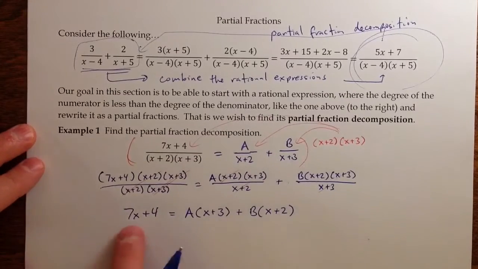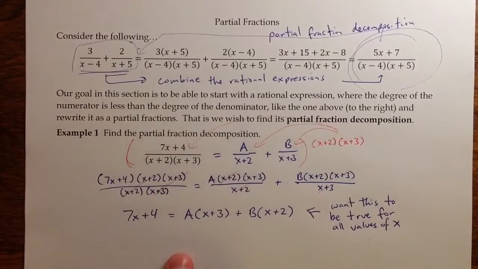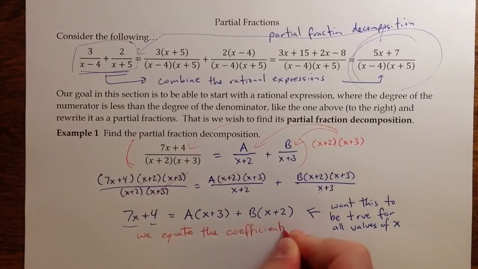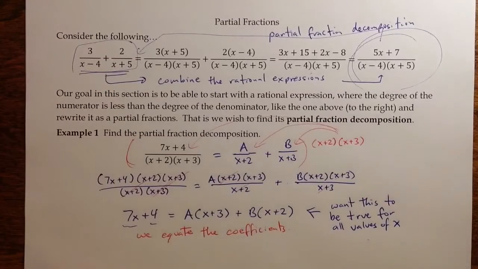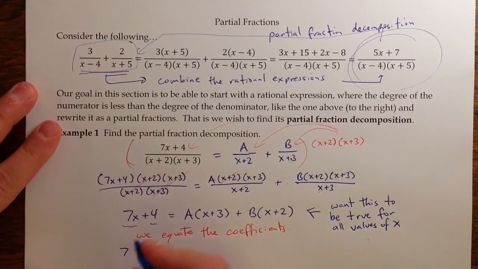And the special thing that I want about this equation is that I want this to be true all the time. And for that to happen, I need the coefficients of the two different terms on the left-hand side to be equivalent to the coefficients on the right-hand side. In order for this to be true for all values of x, the coefficients have to match. So we can refer to this process as equating the coefficients.